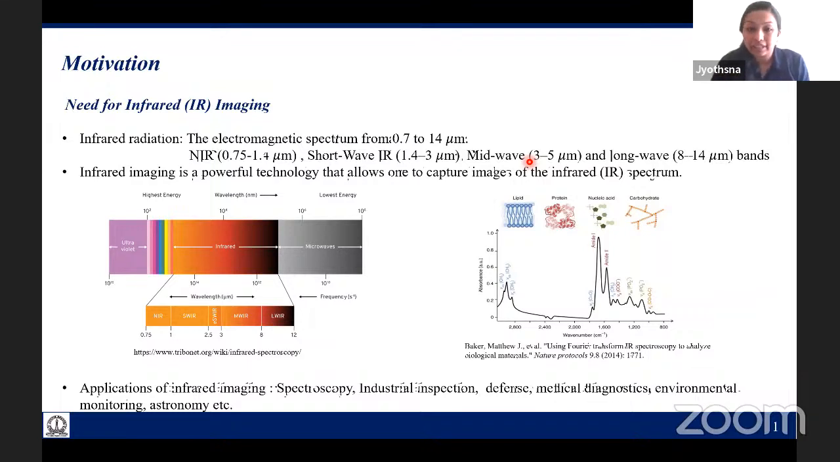And another application could be industrial inspection for non-destructive imaging and heating of the sample, and in defense for surveillance and night vision, and medical diagnostics, environment monitoring, and in astronomy, particularly to study things like clouds, dust clouds, etc.